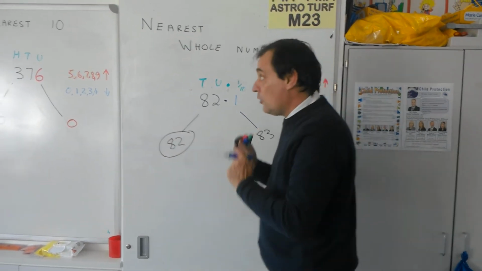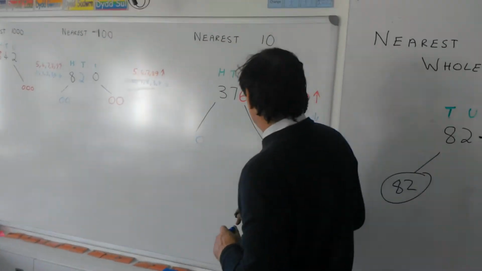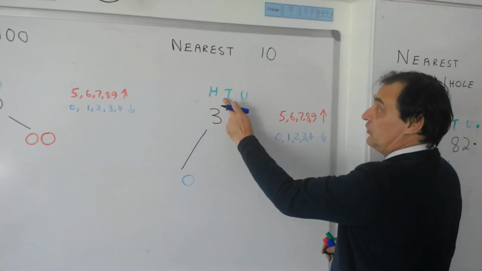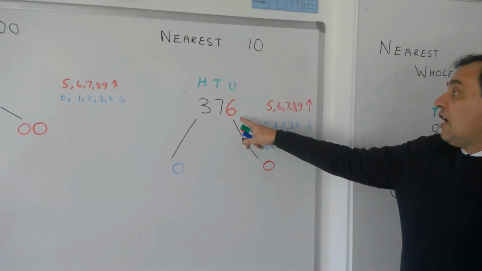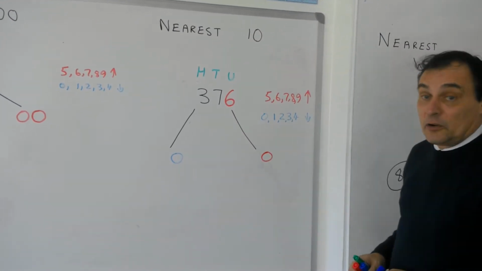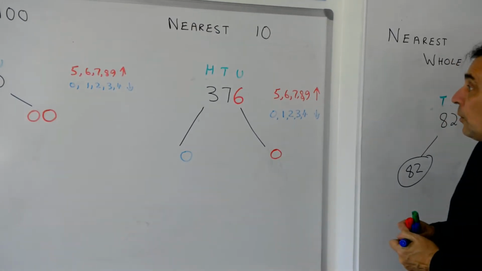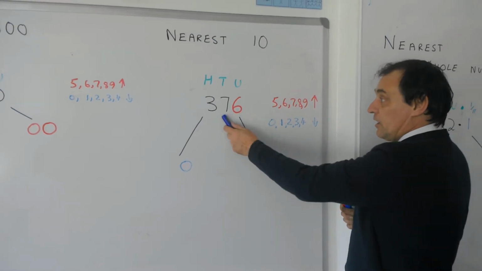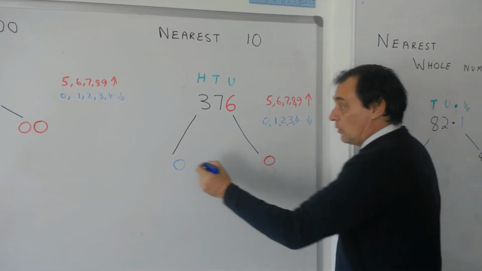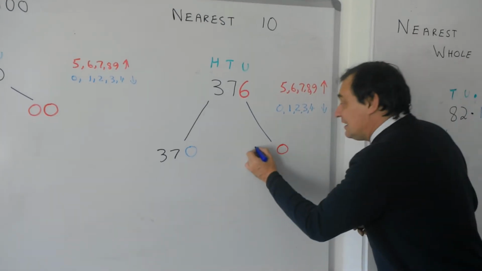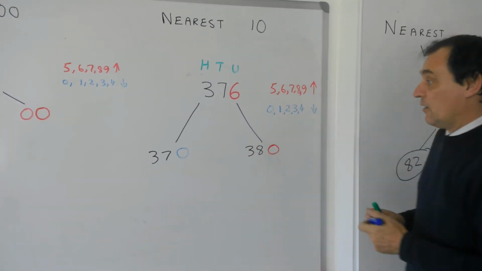If we now move over to rounding to the nearest 10, again, we've done our place value of hundreds, tens and units, and I've highlighted the number to the right of the tens because we're talking about rounding to the nearest 10. My two options here could either be 370 if I took the lower option, or 380 if I took the higher option.